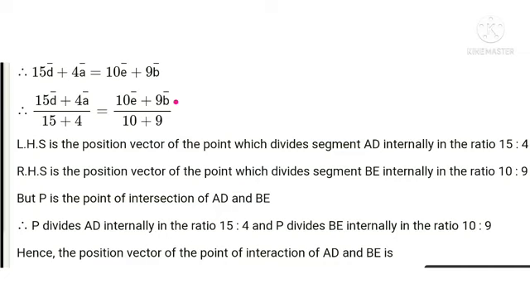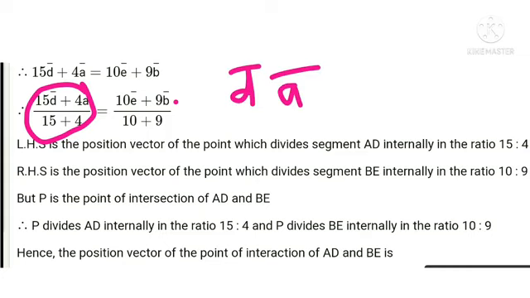Student, here observe LHS. LHS is the position vector of the point which divides AD. Here D bar and A bar is given. So it divides segment AD in the ratio 15:4. And RHS, observe, RHS is the position vector of the point which divides segment BE, as E bar and B bar are given. So it divides segment BE in the ratio 10:9.